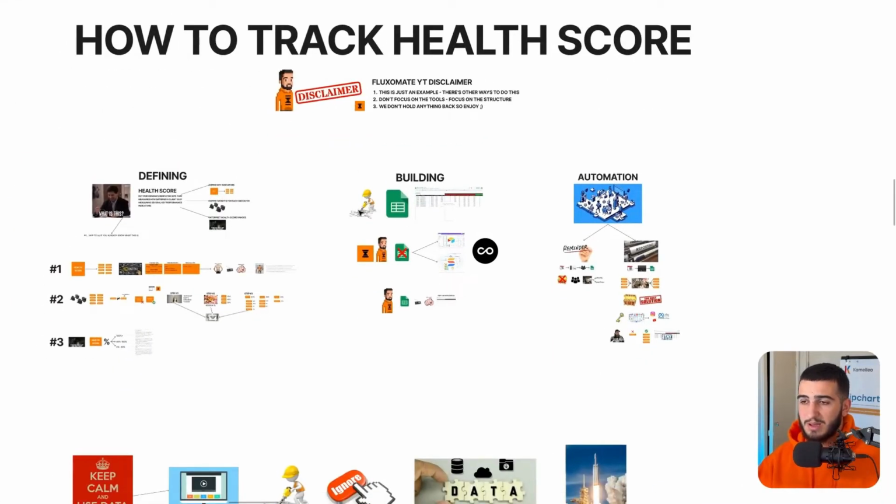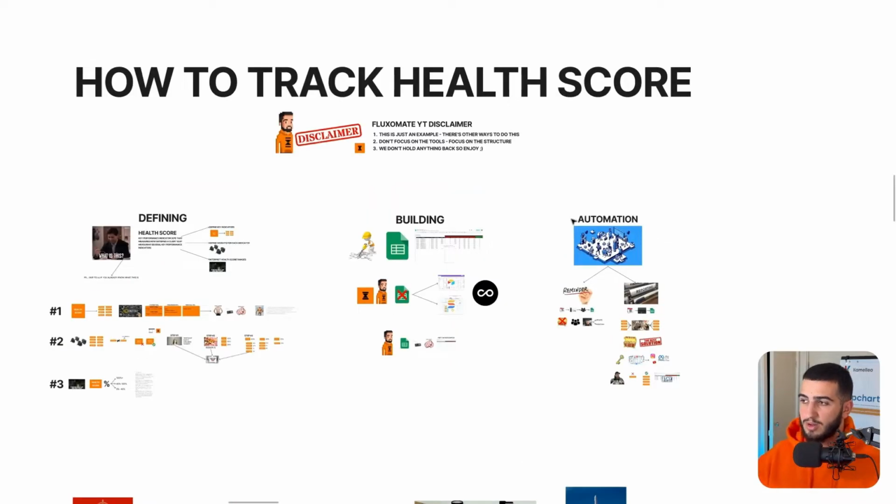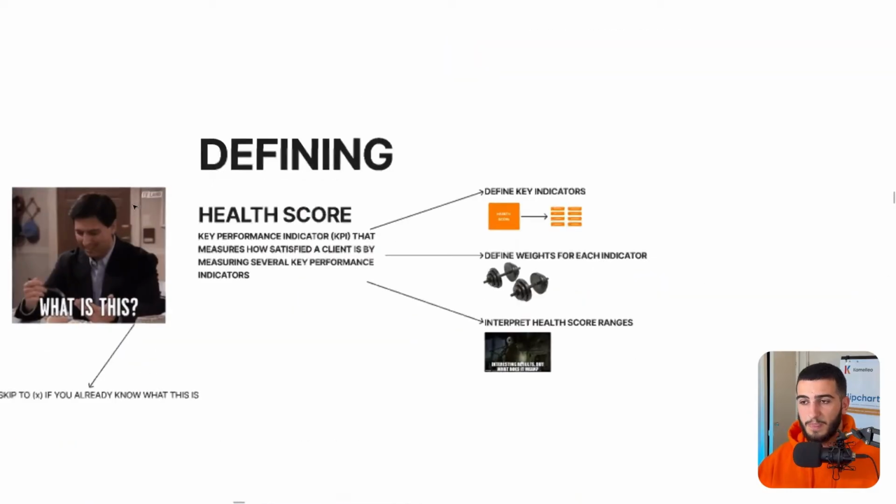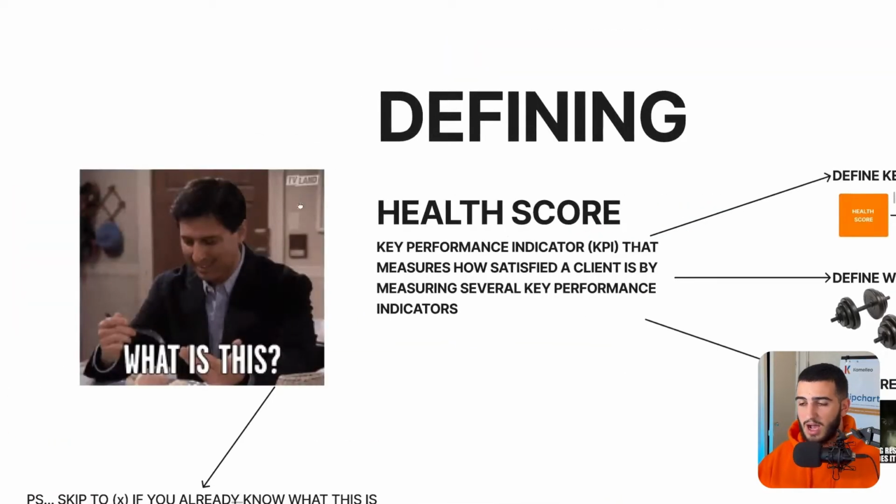So this video is going to be split into 3 different parts. Firstly, we're going to define what health score actually is. Then we're going to build that Google Sheet that you saw in the introduction. And lastly, I'm going to be talking about automation and how to automate the tracking of this specific health score. So firstly, let's get into it. What actually is health score?